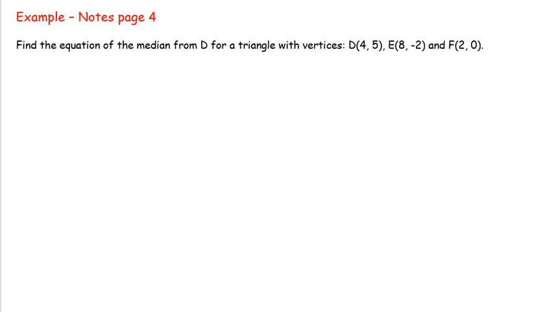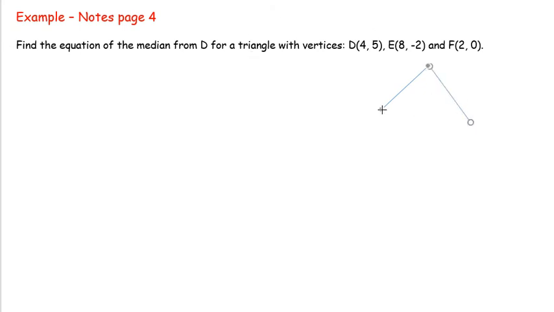So we'll go and do a wee example here. So this is in your notes, page 4, and it's find the equation of the median from D for a triangle with the vertices D, E and F. Now, you will generally be given a diagram, but if you don't have a diagram in any of the practice questions you do, I would recommend just drawing any random triangle, just so you can get an idea of what the median might look like.